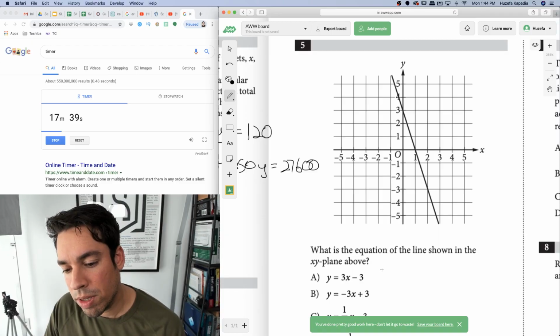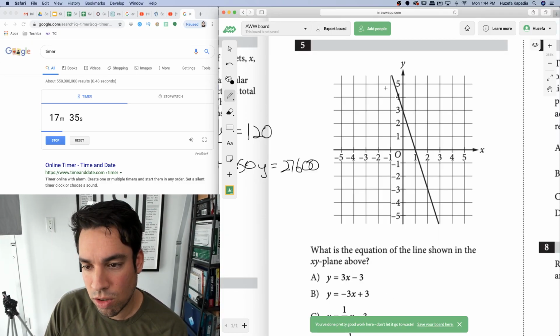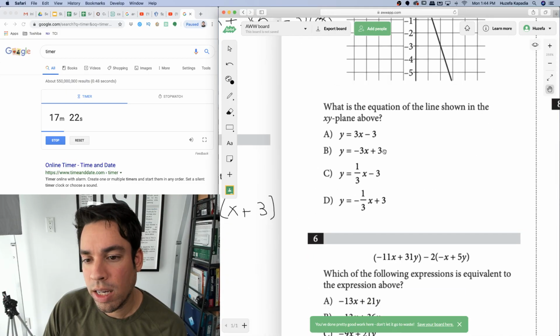Number 5. What is the equation of the line shown in the xy plane above? Okay, these are going to be in slope-intercept form. So first of all, I know I have a negative slope because it's going down from left to right. And the slope is down 3 over 1. So it's a slope of negative 3x. And then the y-intercept is positive 3, so plus 3. And there's my equation for the line. y equals negative 3x plus 3.